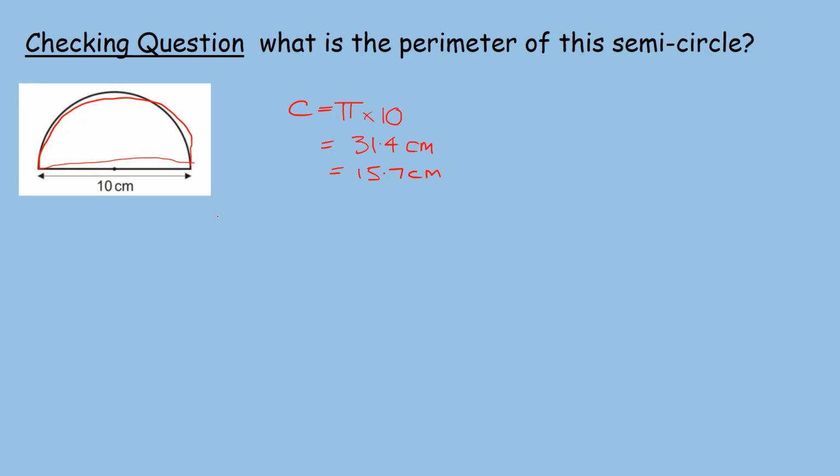Then obviously we need to add in this here. So our total perimeter is 10 plus 15.7, which is 25.7 centimeters.